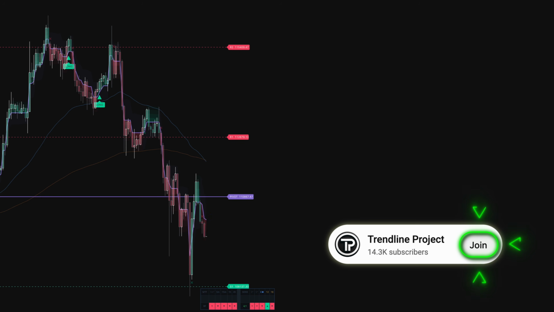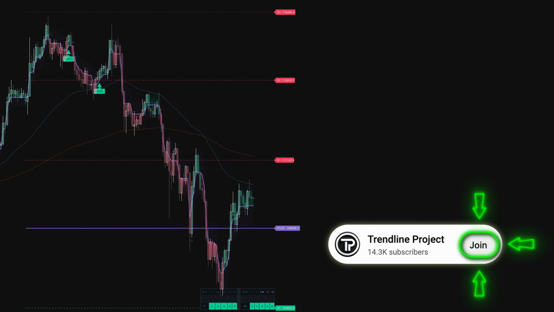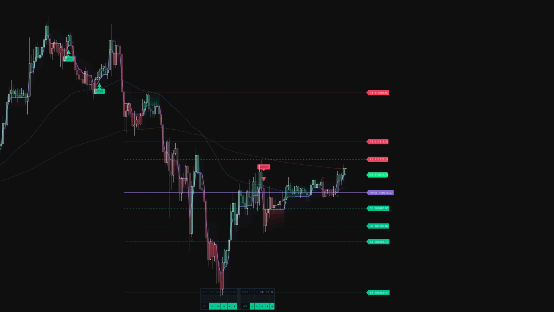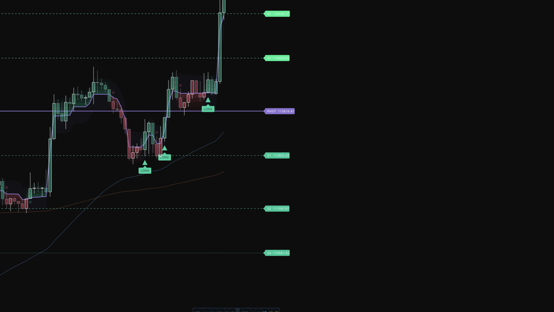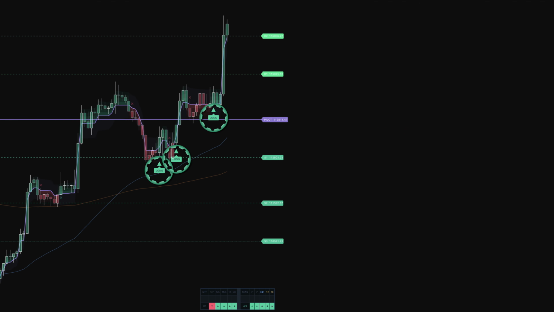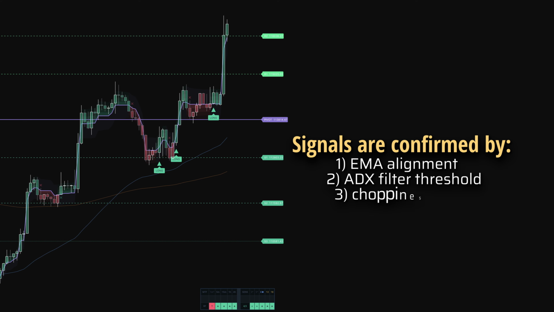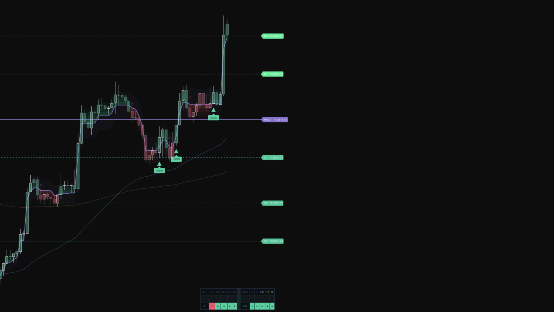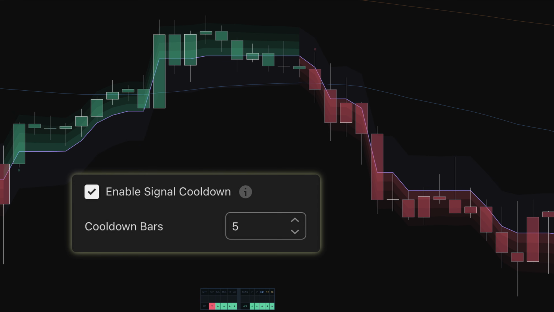The range filter calculates an ATR-based threshold, scaled by a sensitivity input, then trails price by that amount in whichever direction it is moving. When the filter changes direction, a raw signal fires. That signal then passes through 3 separate gates before reaching the chart: an EMA alignment check, an ADX filter requiring trend strength above a set threshold, and a choppiness index filter that blocks signals when the market is range-bound. A cool-down period prevents repeated signals within a set number of bars.